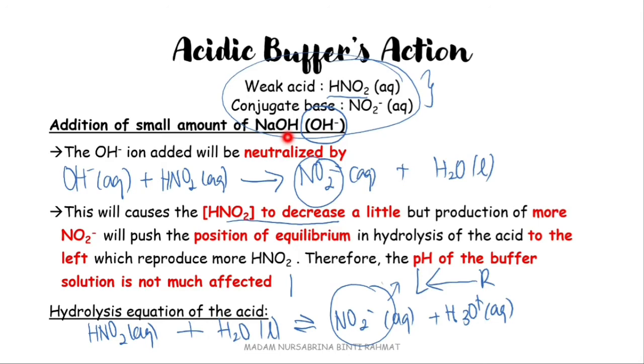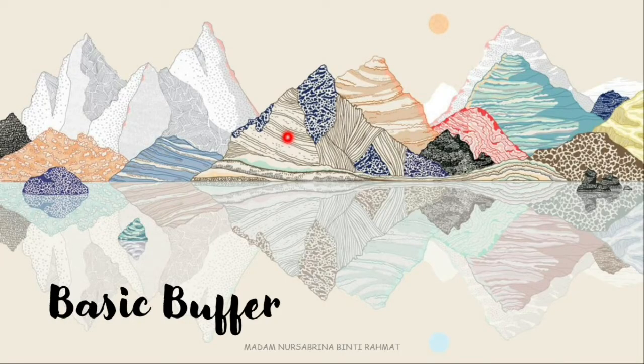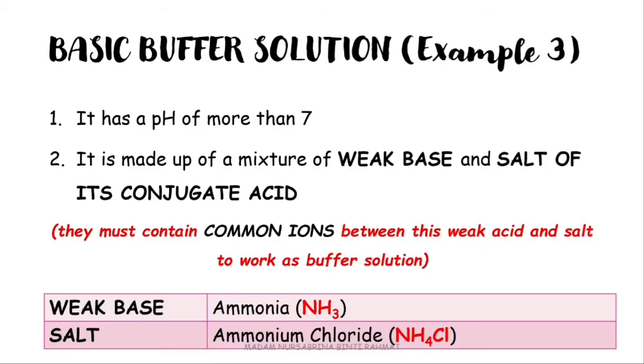Now we are done with the acidic buffer. I've shown you two different examples of how the acidic buffer system works to maintain its pH. Let's now focus on the second type of buffer, the basic buffer solution. A basic buffer solution will have pH more than 7 because it's basic, and it is made up of a weak base with a salt of its conjugate acid.